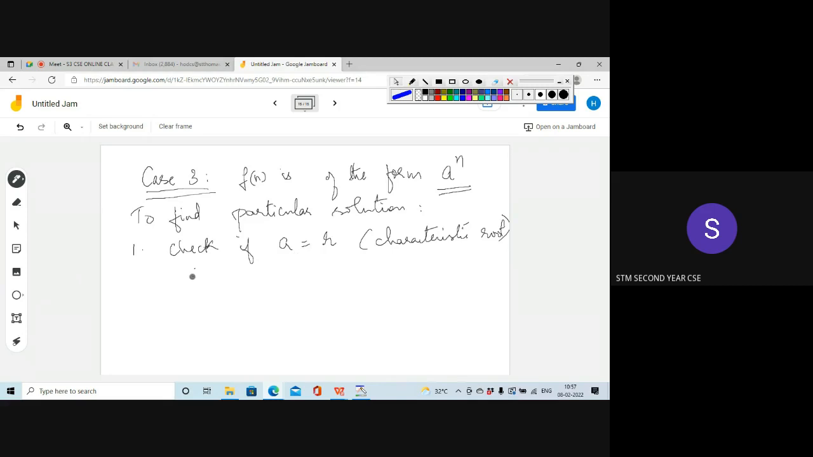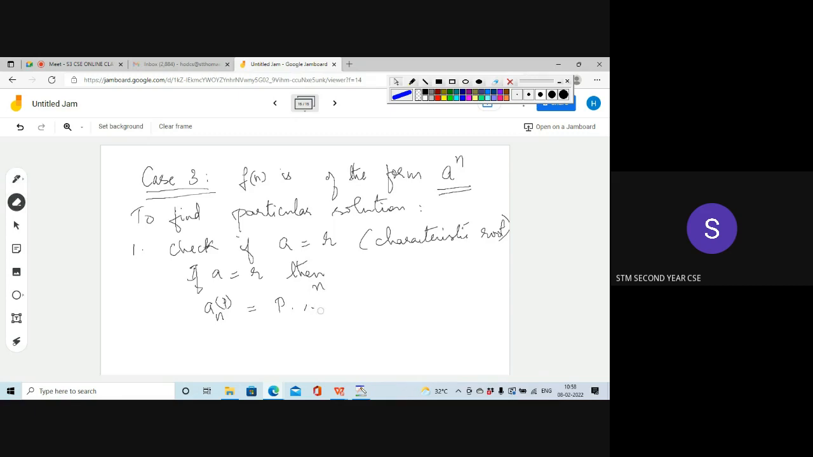If it is same, if a is equal to r, then the particular solution a_n^(p) is given by p into a raised to n. Is it clear?